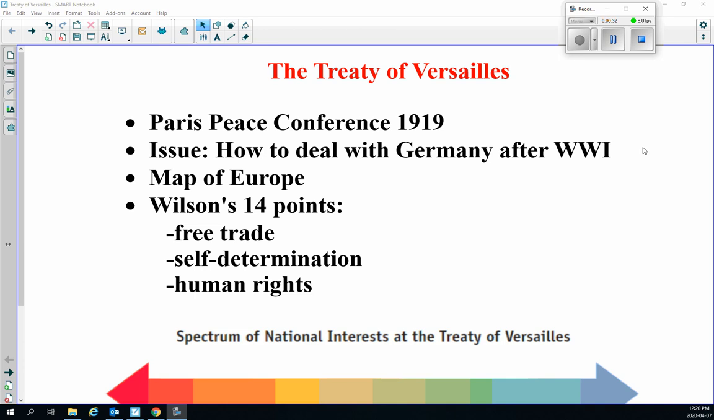At issue was, what do you do about Germany? How do we deal with Germany now that World War One has ended? So just that issue question alone tells you that they're going to blame Germany, and they have to decide what to do about German territory, German government, etc., etc. At stake is the map of Europe. The German Empire is gone, the Russian Empire is gone, Ottoman Empire is gone, Austro-Hungarian Empire is gone. They're going to have to rework the map of Europe.